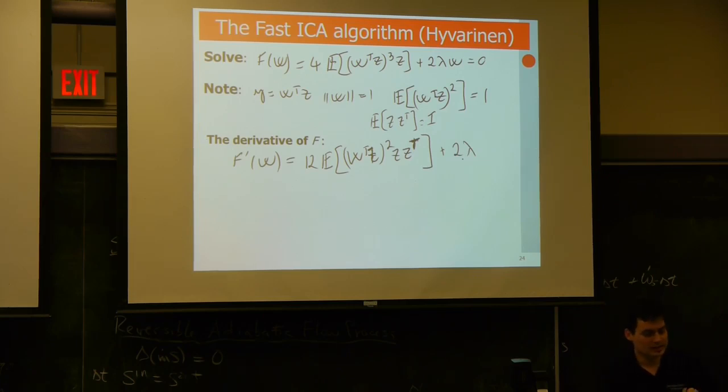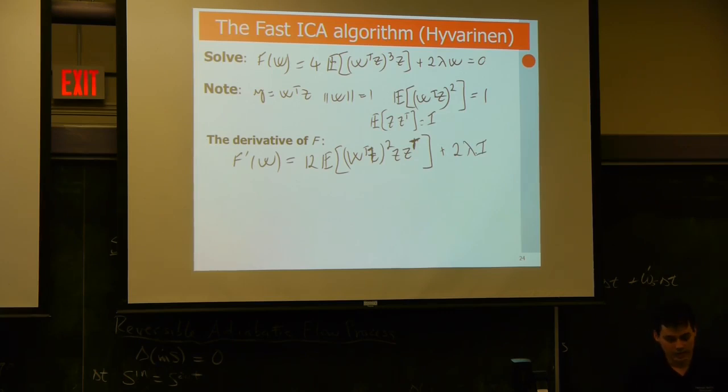So here is one thing. This is a vector. I take the derivative of a vector with respect to a vector, so I need to get a matrix. Right. So it's 2 lambda times the identity matrix.